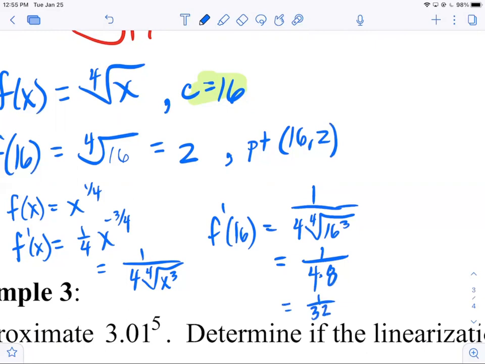So it ends up being 1/32. Very similar to what we did before, except it's a 4th root. The graph is pretty flat out there. When the graph is pretty flat, your radius, which is the distance that you can stray from your center and still be reasonably accurate, is pretty large, okay?